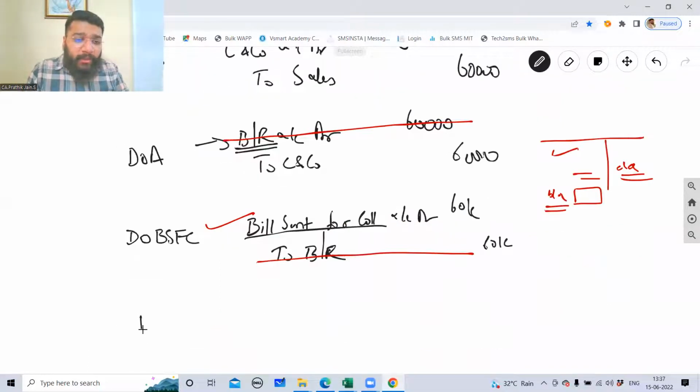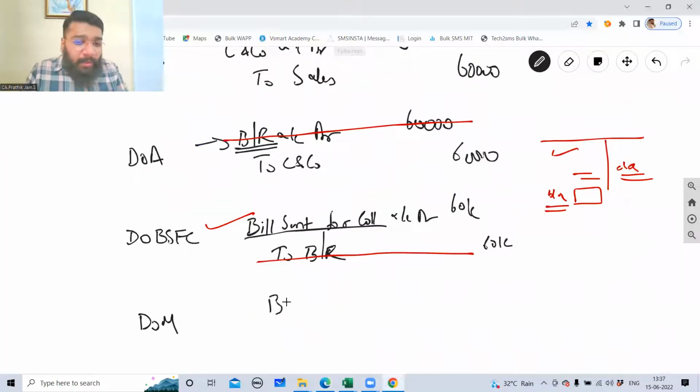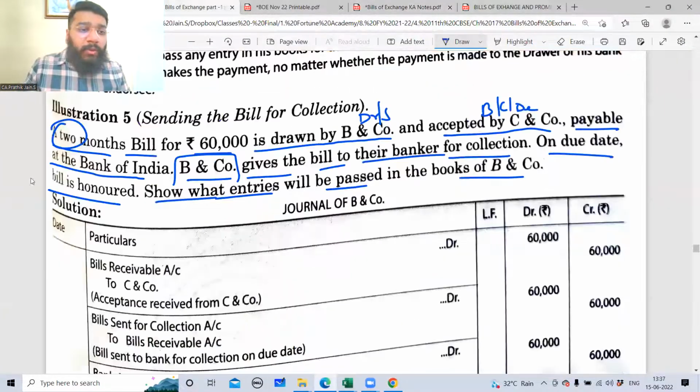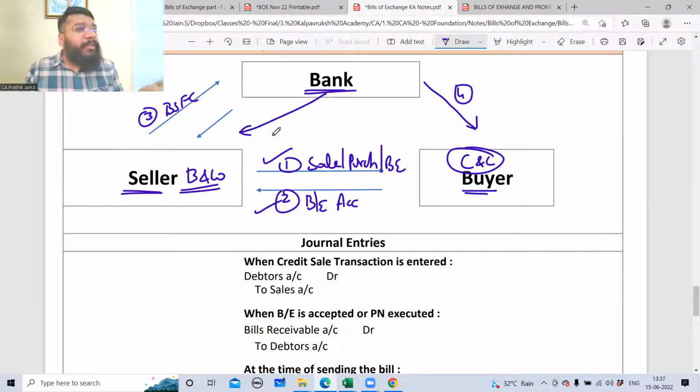On the date of maturity, the banker will collect that money and give it to us. So can I say money is coming into my bank account now? On the date of maturity, I am receiving the money. The question clearly says that on the due date, the bill is honored, which means on the maturity date, the banker will go and collect the money from C and Co and deposit it in the bank account of the seller. So in my bank account, on the date of maturity, money is being credited.